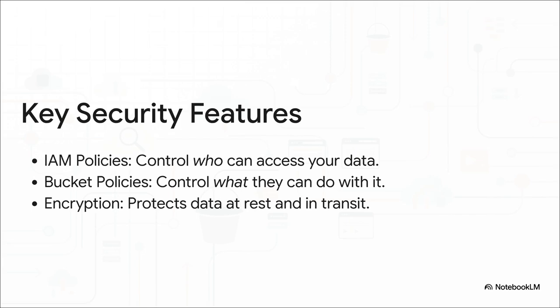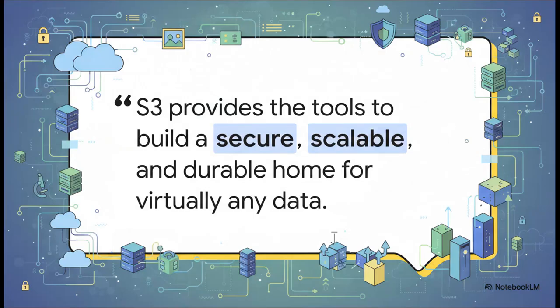You can use something called IAM policies to define exactly who can get to your data. Then with bucket policies, you control what they're allowed to do with it. Can they read it, write new stuff, or delete it? You layer on encryption to protect the data while it's sitting there and while it's moving, and you've got a seriously secure setup. So when you put all of these pieces together, this statement really does hit the nail on the head. Whether you're storing a single family photo or petabytes of scientific research, S3 gives you the foundational tools you need to create a home for that data that's secure, endlessly scalable, and almost impossibly durable.